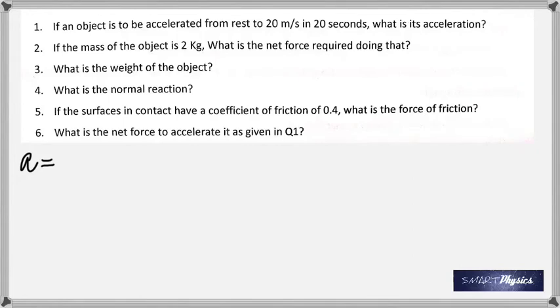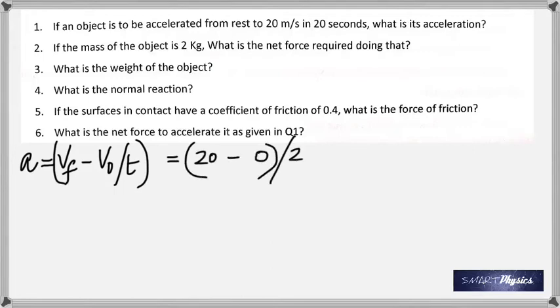Question number 1 talks about an object accelerated from rest. So the initial velocity is 0. The final is 20 meters per second and the time is given. What is its acceleration? Definitely, acceleration is v final minus v initial divided by t, which will give you 1 meter per second squared. And there is no doubt about that one.